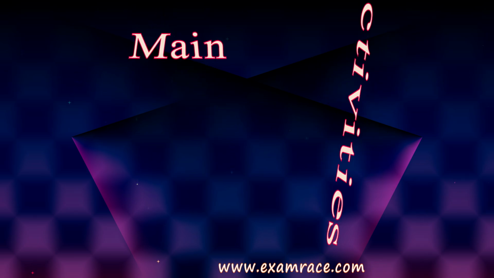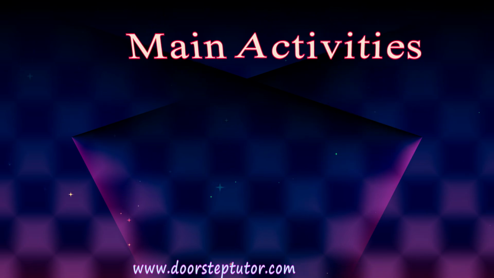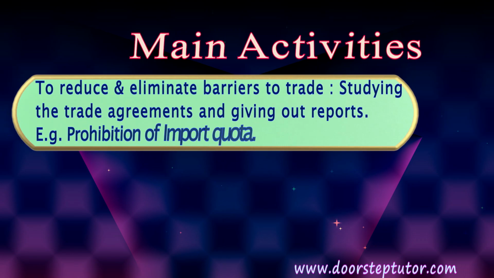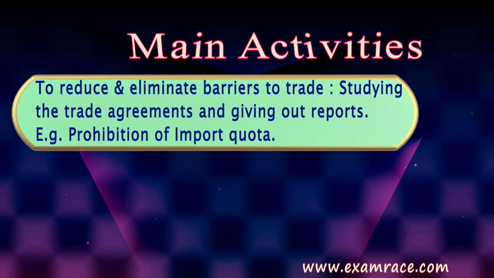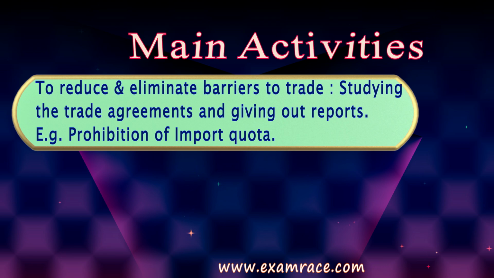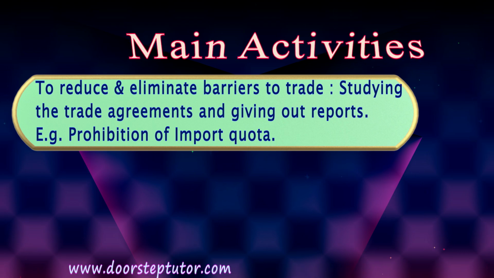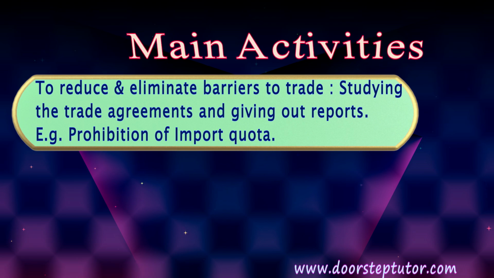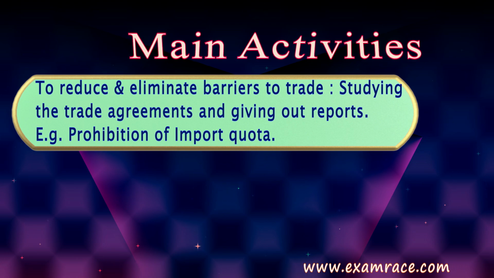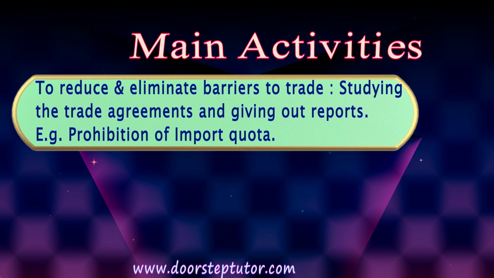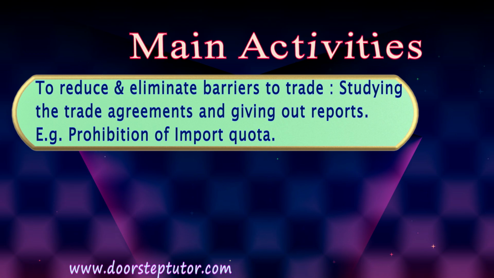Let us have a look at the main activities of WTO. First, to reduce and eliminate the barriers to trade. WTO studies the trade agreement. Actually, it studies the international market and it comes up with its own report. And whenever WTO finds that certain things are there in the market which are restricting the trade, then WTO eliminates it or prohibits it.